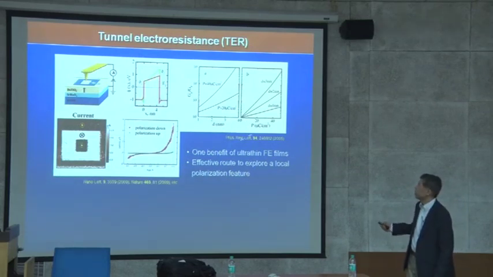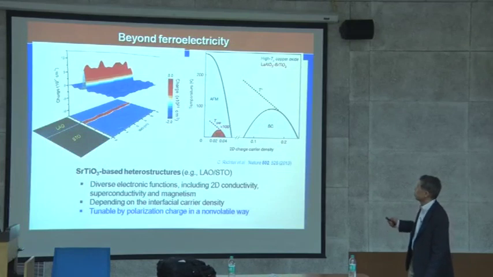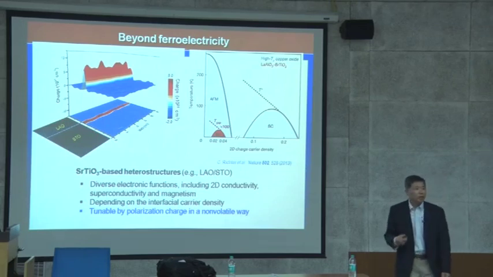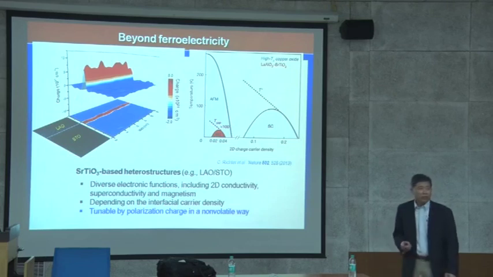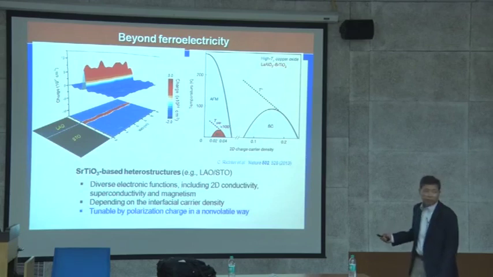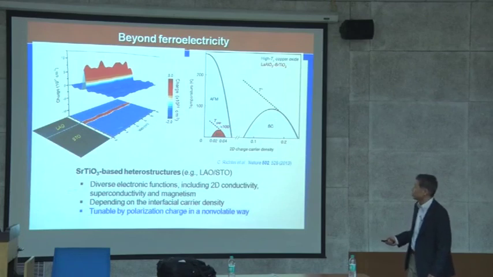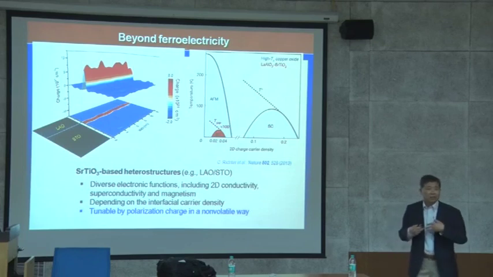And then you can actually use strontium titanate for a lot of interesting tunneling resistance measurements, but potentially this one can be used as a ferroelectric combined with the lanthanum aluminate strontium titanate 2D electron gas. I haven't covered this one yet. I'm going to talk about it tomorrow. You can combine the ferroelectric and the 2D electron gas in strontium titanate. You can create new functionality, including 2D conductivity and dielectric functions, and even superconductivity and magnetism in the 2D electron gas, and that offers a lot of other possibilities. And then you can tune it by polarization in a non-volatile way. So strontium titanate can be a non-volatile ferroelectric, and that contains 2D electron gas and superconductivity and magnetism. So that's something very exciting.